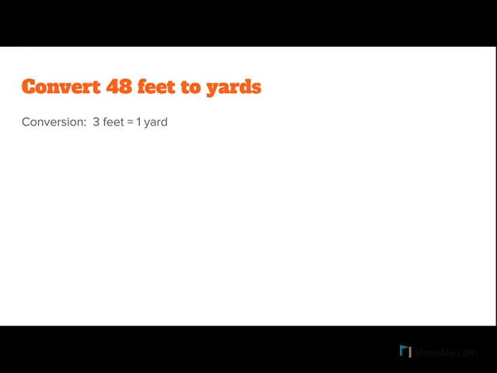Why don't you go ahead and try to set this one up on your own. So we have 48 feet, and our goal is to convert this to yards. Here's your conversion factor. See if you can do this on your own.